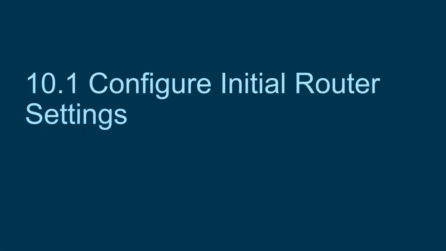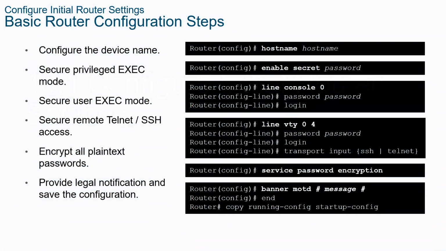Configure initial router settings. Basic router configuration steps. Configure the device name. We use the hostname command followed by the name that you'd like to use for the router. This is normally written in all capitals. There can be no spaces, so an underscore is normally used instead. Short and sweet, and obviously relevant to the router that you are naming.